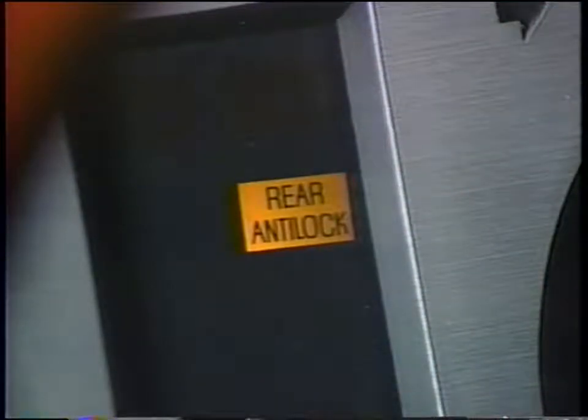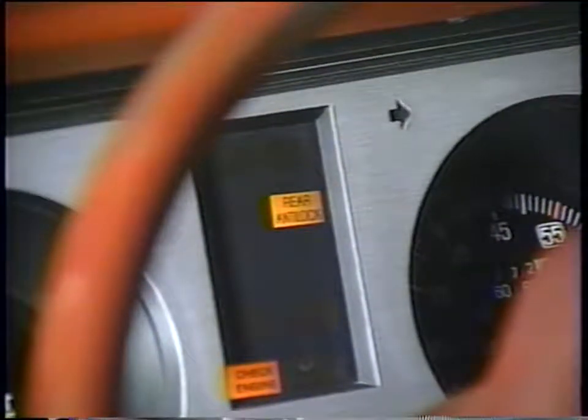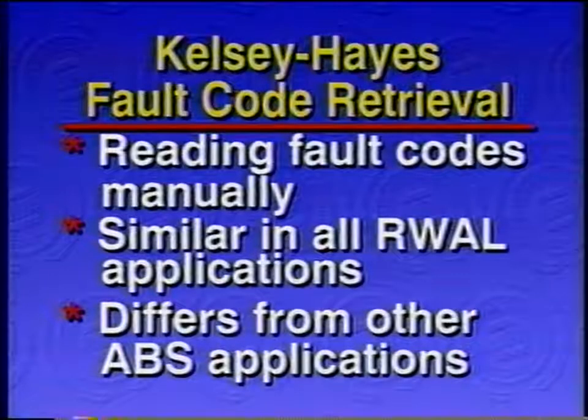On Ford and Dodge trucks, the fault codes can be retrieved by manually grounding the diagnostic connector and counting the flashes of the amber ABS light. Let's review for a moment the manual procedure for reading fault codes on these systems.